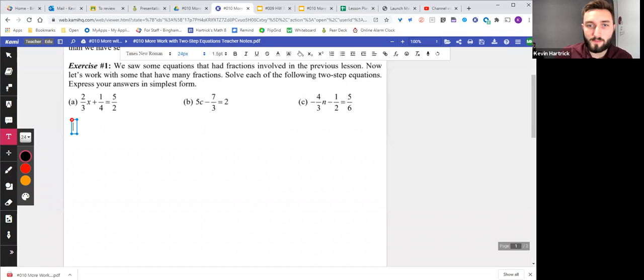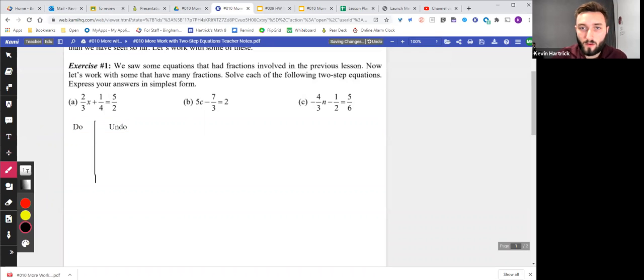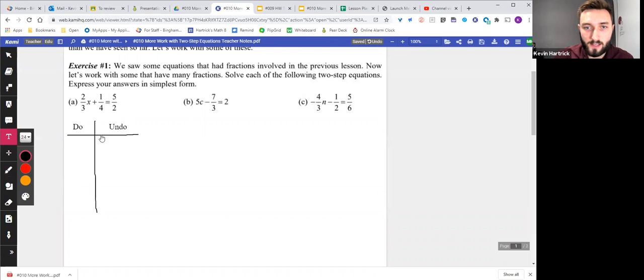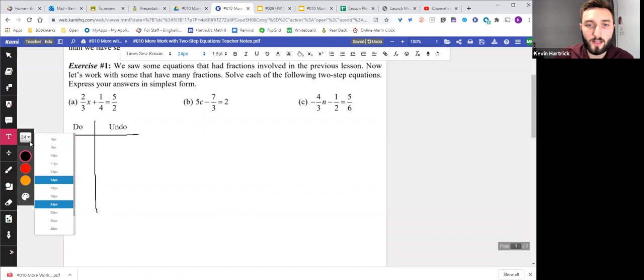First thing I'm going to do is my do-undo box. Do, undo. Okay, let's take a look at what's going on in this equation. First thing I notice is I have a number right next to my variable. That means that there is multiplication happening. Multiplication is one of the first things in our order of operations. So I know that one of the first things I'm going to do here is multiply.